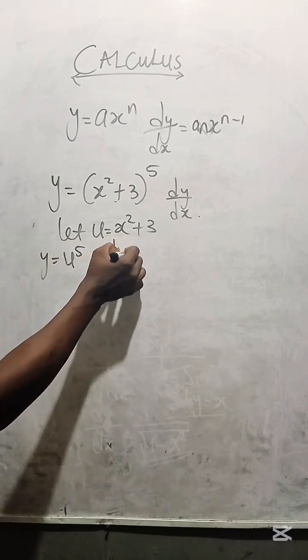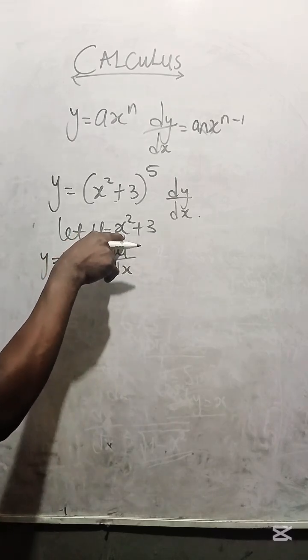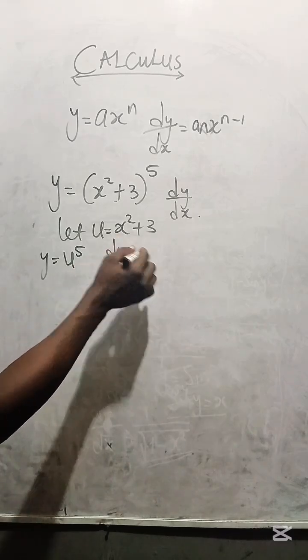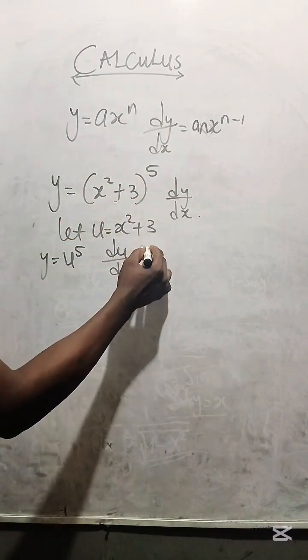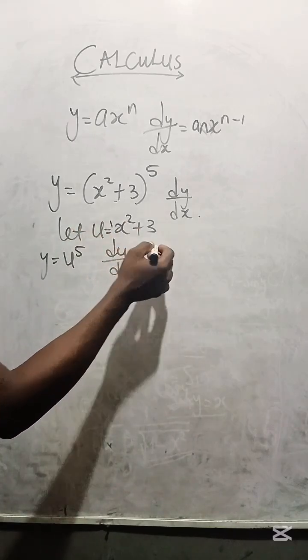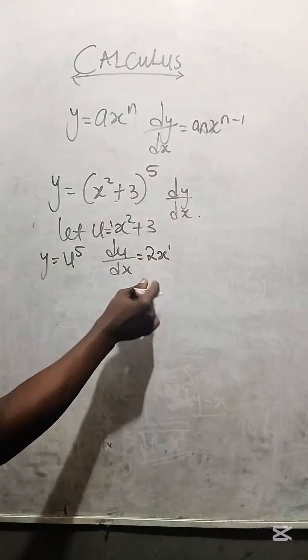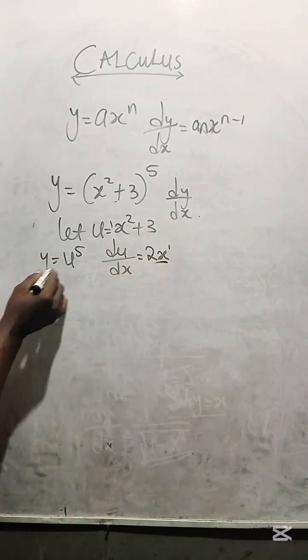So du/dx: you are differentiating u with respect to x. If you differentiate x squared using this power rule, you will get 2, because with an invisible 1, 2 times 1 is 2. Then x, 2 minus 1 is 1. If you differentiate 3, it is 0. You keep this.